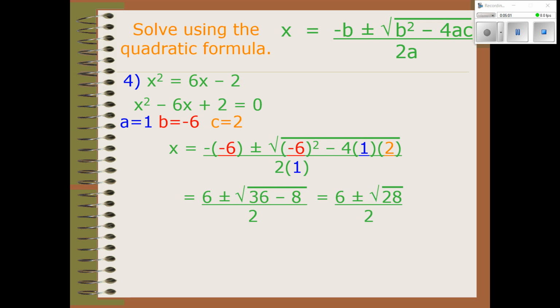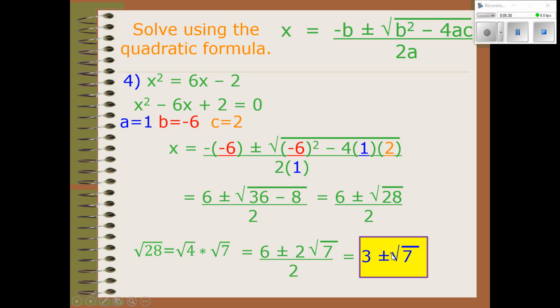The square root of 28, you can take a 4 out of that. The square root of 4 is 2, so you get 2 square root of 7 instead of the square root of 28. That simplifies a little bit, giving you 6 plus or minus 2 square root of 7 over 2. And if you want, you could even take 6 divided by 2, you get 3. 2 divided by 2 in front of the radical cancels, and that is your answer.